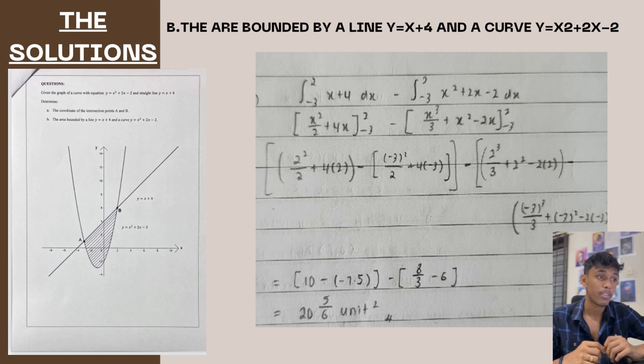So now we have to put it all together and subtract, and we get 10 minus negative 7.5 minus 8 over 3 minus 6. So the answer will be 25 over 6 unit square.